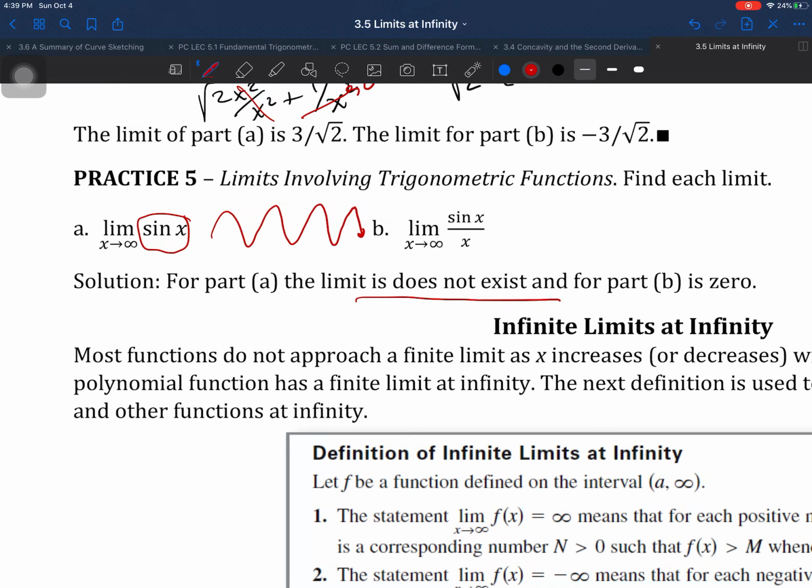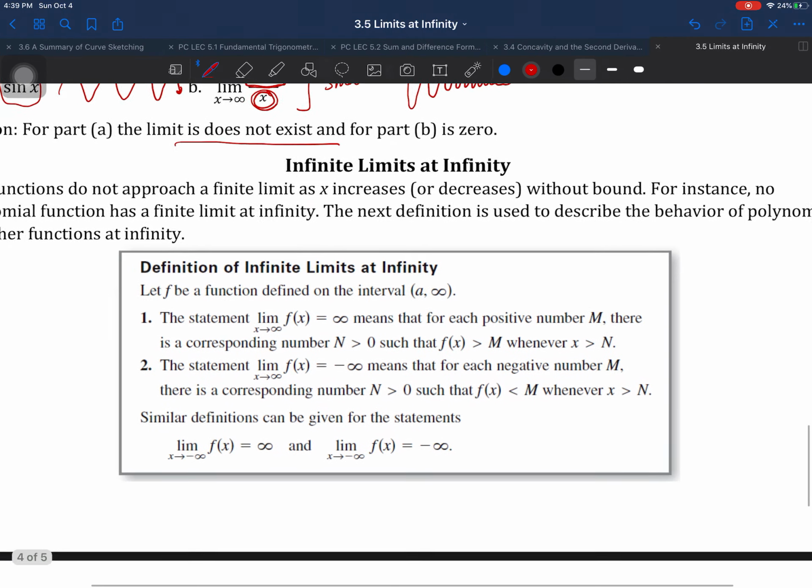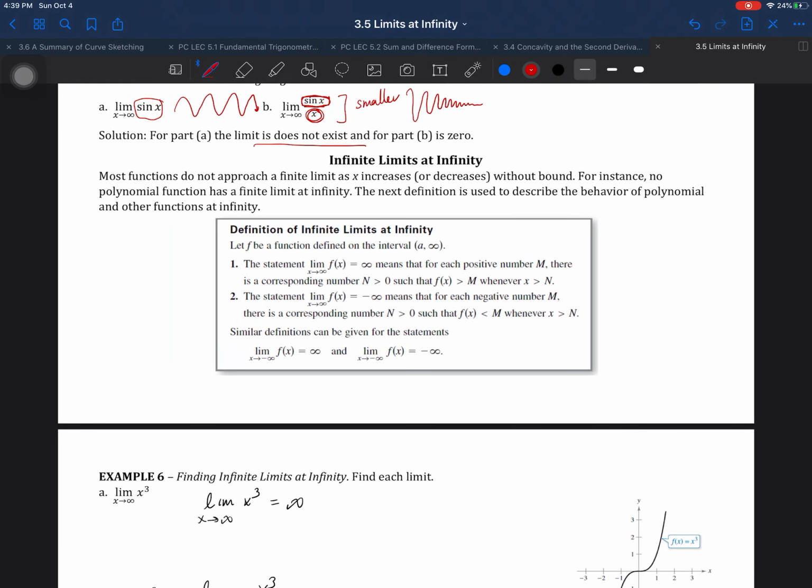What about part B? Well, this is getting very big, and this is staying within 1, the amplitude between 1 and negative 1. But this is becoming bigger and bigger, making this whole thing smaller and smaller. Even though it's going up and down, it's going to get very small as x goes to infinity. So that limit will be 0. All right. So we have a few definitions for infinite limits.